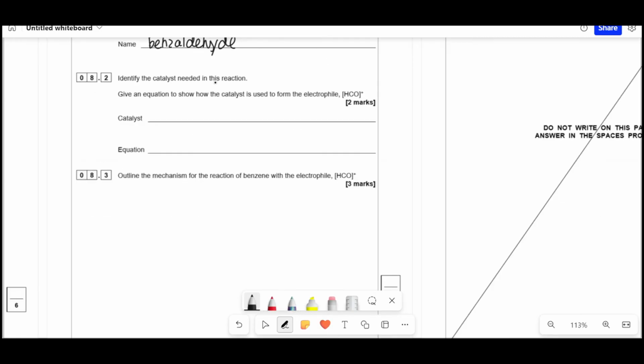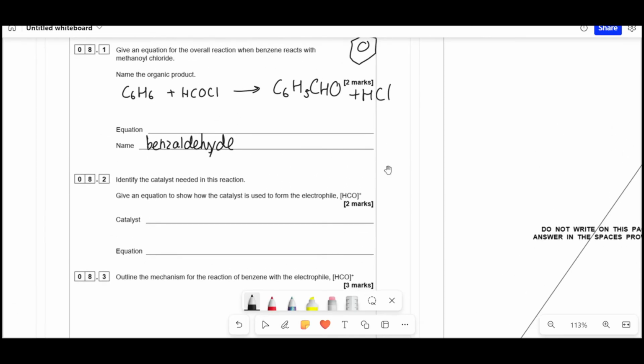So then it says, identify the catalyst needed in this reaction, and then give an equation to show how this catalyst is used to form the electrophile. So they've even told you what the electrophile is. How lovely of them. You need a halogen carrier catalyst, so AlCl3. It can also be AlBr3. It can be literally any of them.